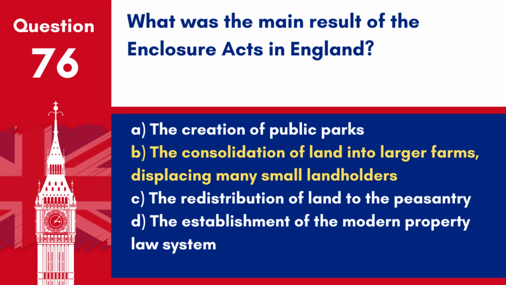Answer: B. The consolidation of land into larger farms, displacing many small landholders. The Enclosure Acts resulted in the consolidation of land into larger farms, which significantly displaced many small landholders and altered the agricultural landscape of England.